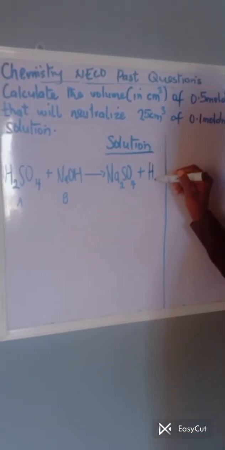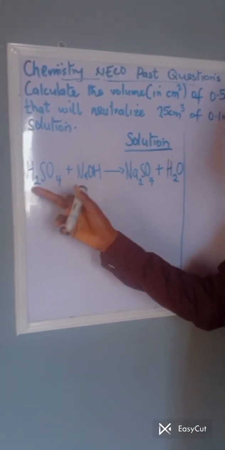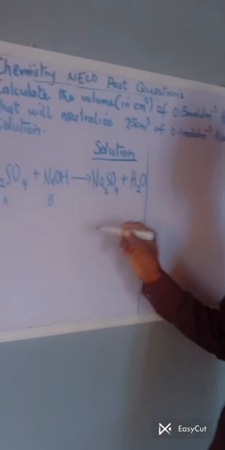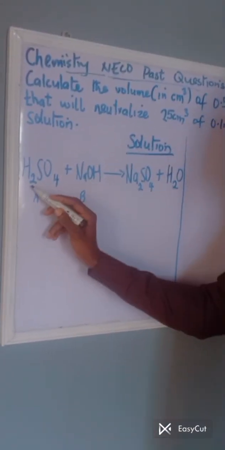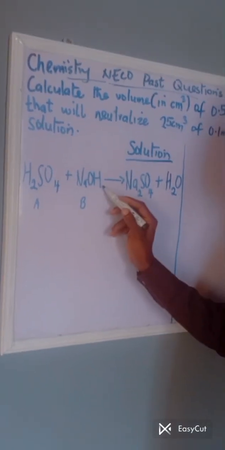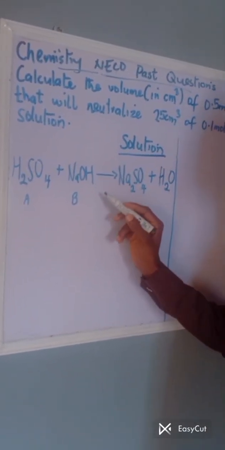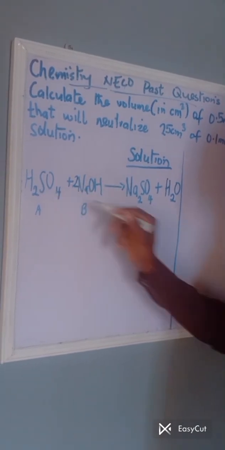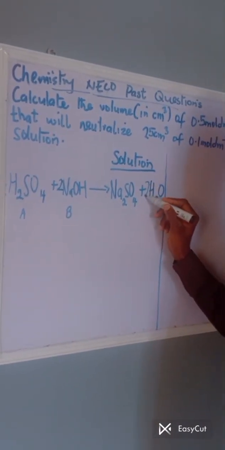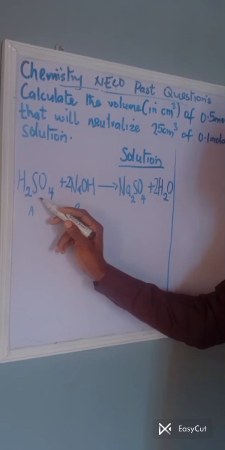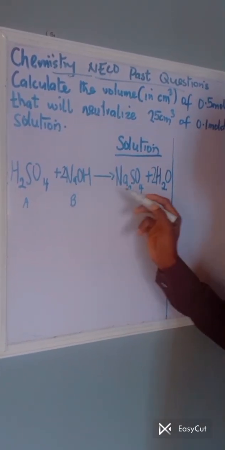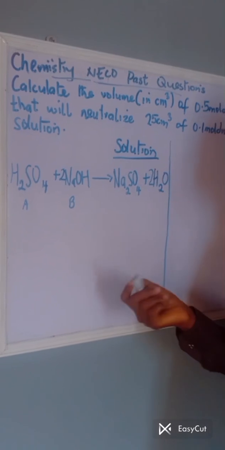H2O, water. So first of all, you know an acid will react with a base to form salt and water. Then to ensure it's balanced, how do you ensure it's balanced? We have hydrogen here 2, hydrogen here 1, that's 3. So we try to make the hydrogen 2, 2, 4. So that means water is going to have 2 hydrogen. Sulfur here is 1, sulfur here is 1. Sodium here is 2, sodium here is 2. So that tells us the equation is balanced.